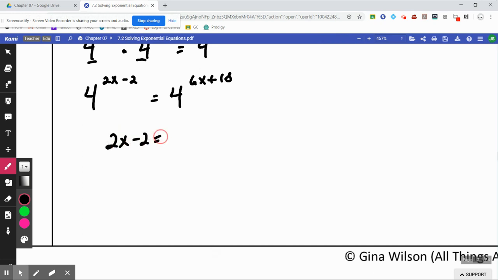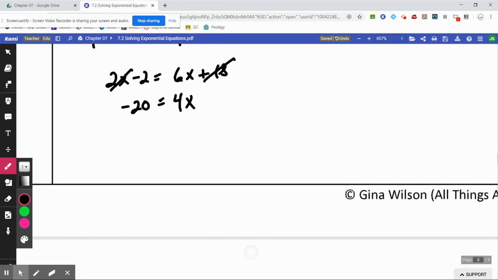2x minus 2 equals 6x plus 18. Move the 2x by subtracting. You now have 4x. Move plus 18 by subtracting. You now have negative 20. Divide by 4, and you now have x is negative 5.